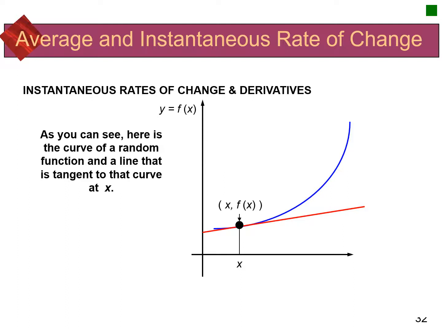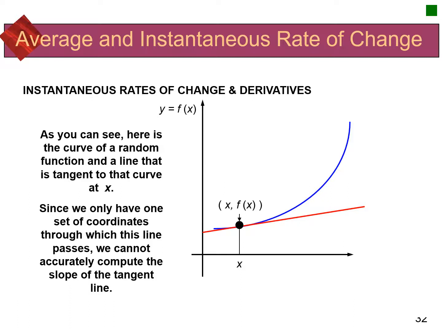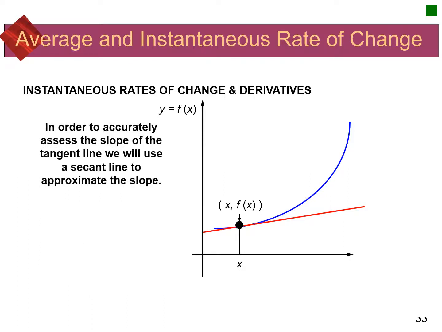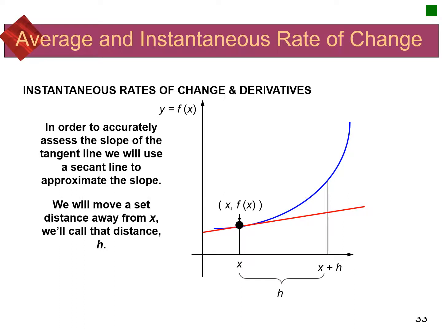So in this curve here, I have a line that's tangent to this, and the issue I'm going to have is that we only have 1 set of coordinates. Therefore, we cannot accurately compute the slope of the tangent line just based off of that 1 point. So how do we handle that? In mathematics, how do we take care of that circumstance? Well, what we do is we use the slope of a secant line to approximate the slope.